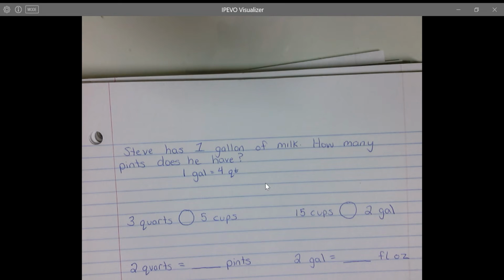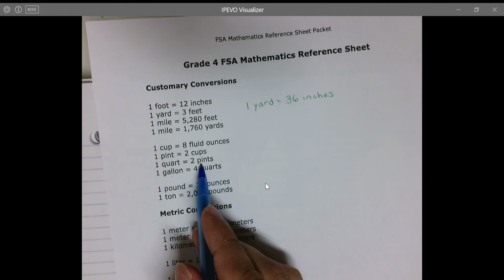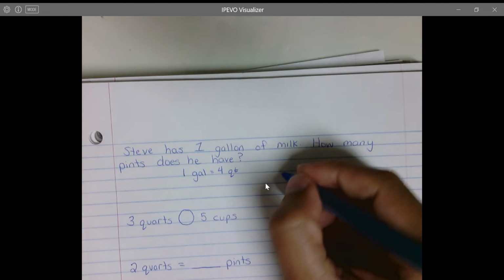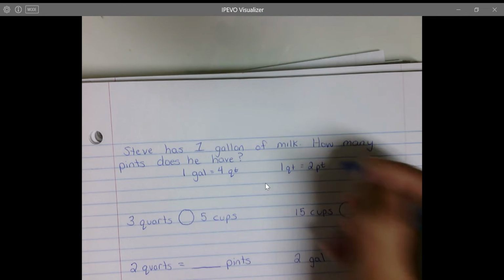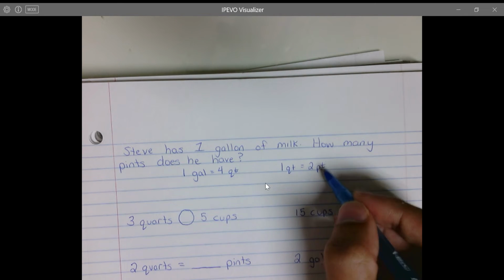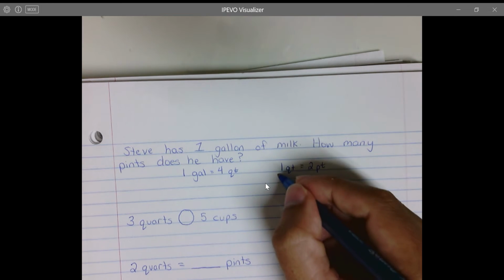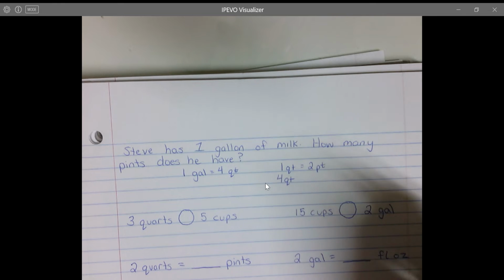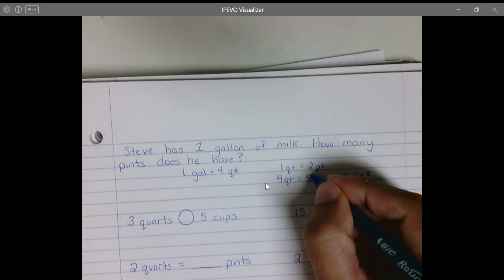So now I have 4 quarts. Can I get to pints? Well, 1 quart is 2 pints. So it looks like I have to multiply my quarts by 2 to get pints. So if I have 4 quarts, then that would be 4 times 2, which is 8. So that would be 8 pints.